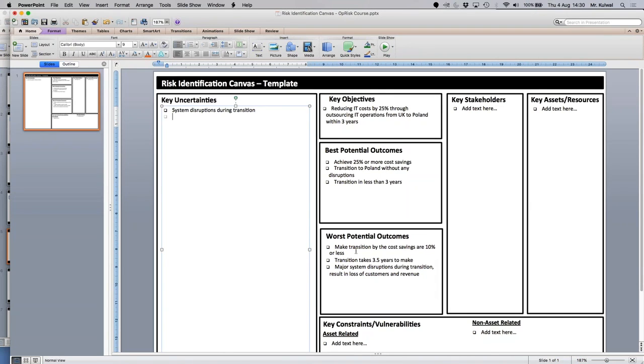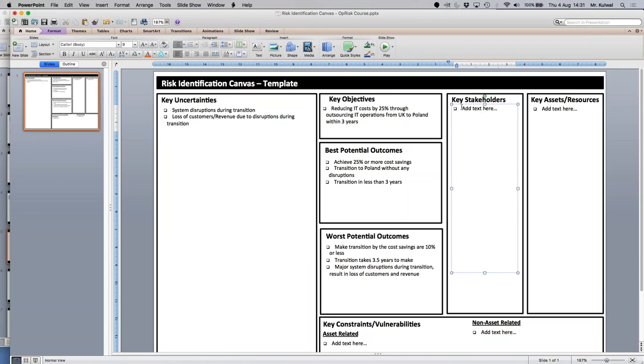Okay, and then have you identified anything else? Make transition. Yeah, so we can say loss of customers, revenue due to disruptions during transition. Okay, so if we identify the uncertainties, we'll capture them there. But I think most of the other things are more outcomes. So if we are able to make the transition, then that's more an outcome rather than an uncertainty.